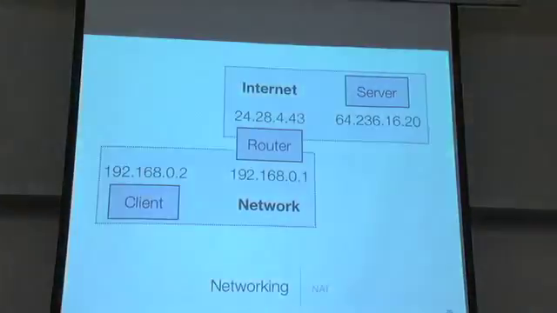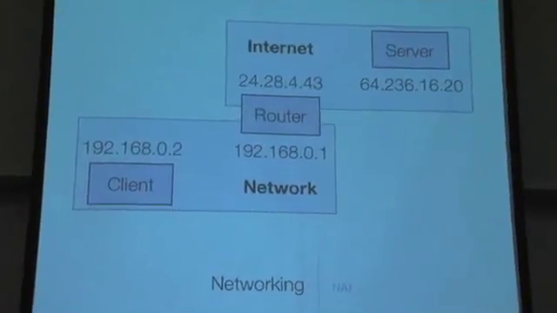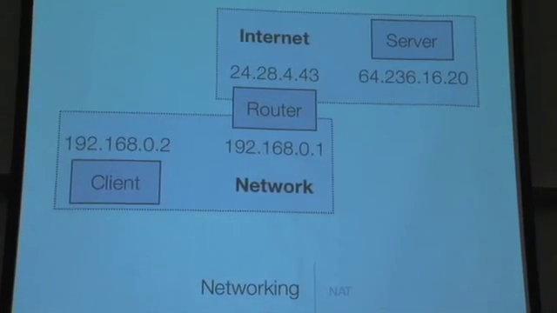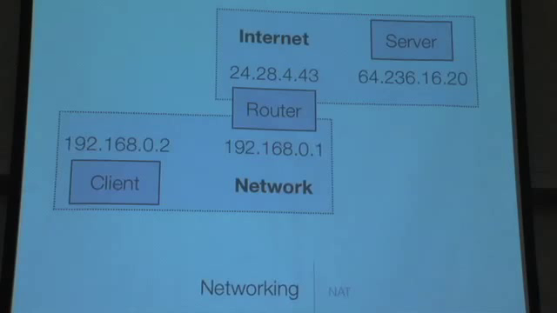And that's what this diagram is supposed to show. At the bottom is our sort of private network that we have. We have a couple of machines. We have one client that has an IP address of 192.168.0.2, for example. Then you'll notice that there is actually an internal IP address for the router, 192.168.0.1. So all requests that my computer sends as the client out to the internet, over to the server at 64.236.16.20, have to go through my router first.